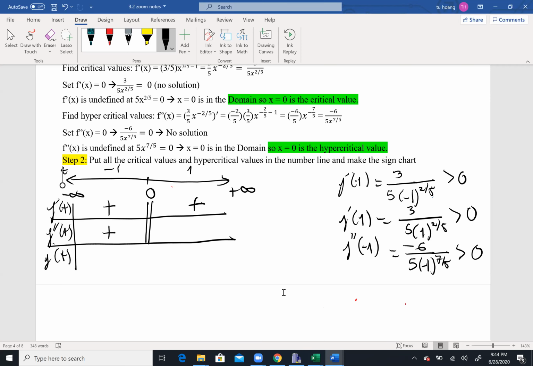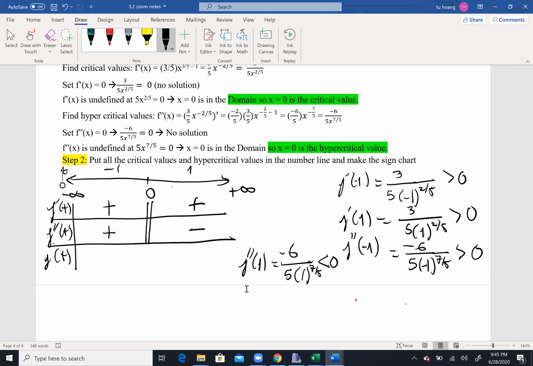Now what about the second derivative of 1? Okay, so this should be over here, the second derivative of 1. I'm going to have -6 over 5 times 1 to the power 7 over 5. That will give me a negative number because of this -6. Okay, so this is negative. Then this will be a negative one, negative here.